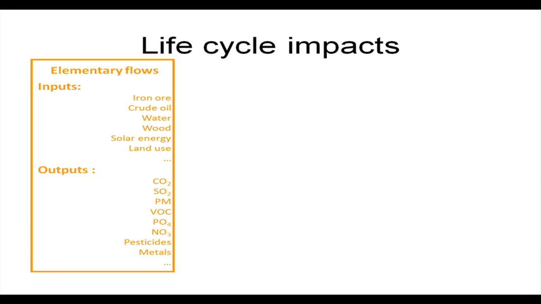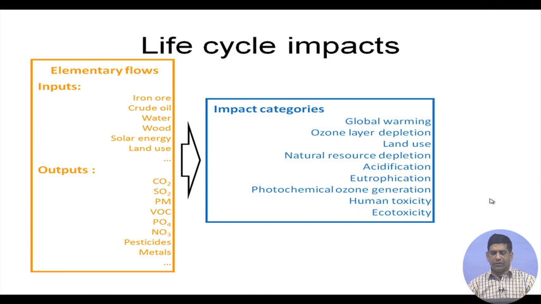So we had this elementary flow, this input and output, what is going into the system, what is coming out of it. So from this input and output, what we have done so far, we looked at the life cycle inventory part. We looked at the inventory part. Now we'll look at the impact part.